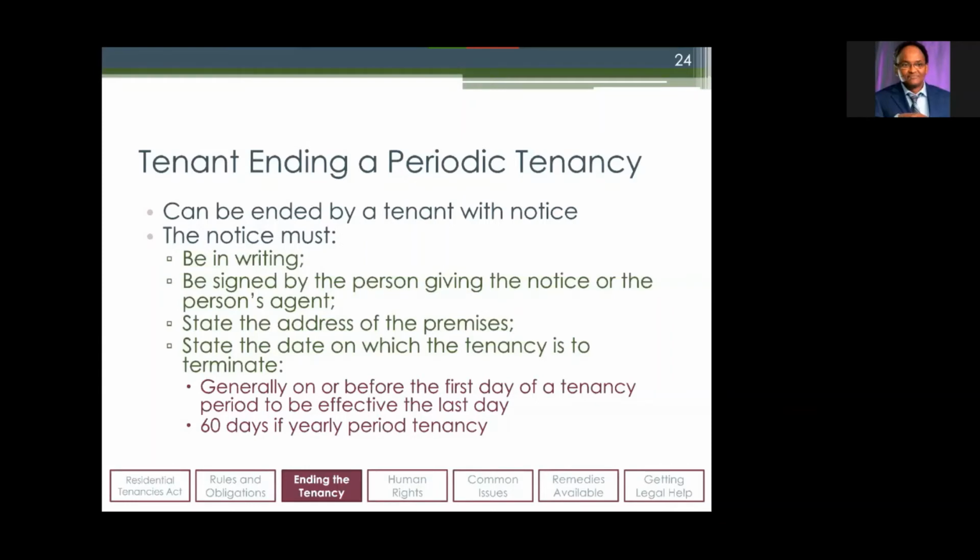So for example, if you're on a month-to-month lease, and let's say you want to move out by the end of October, by the end of this month. Well, now it's too late because you should have given your notice on the 1st of October to leave by the end of October. So now it would be too late.